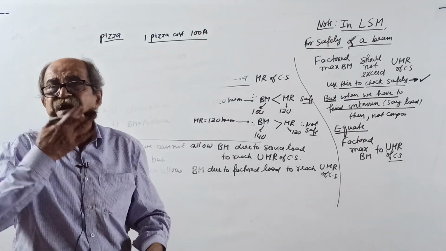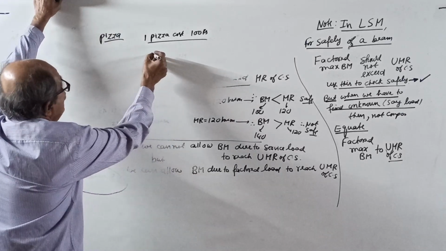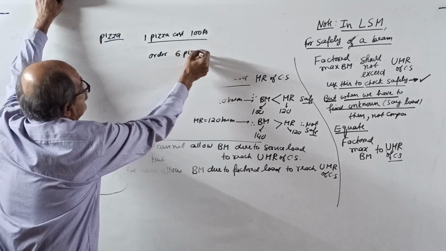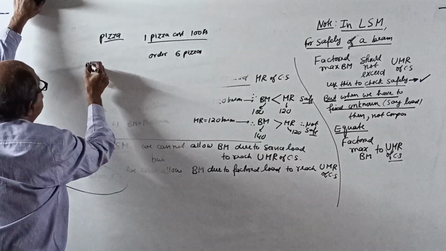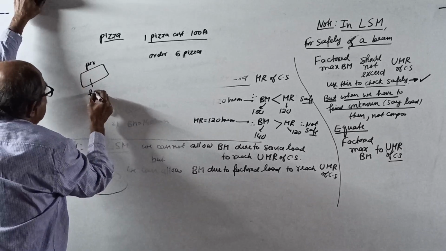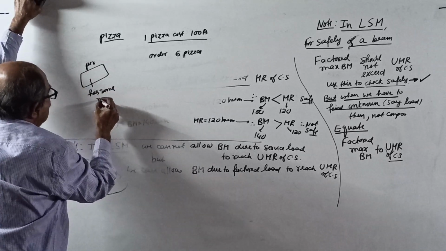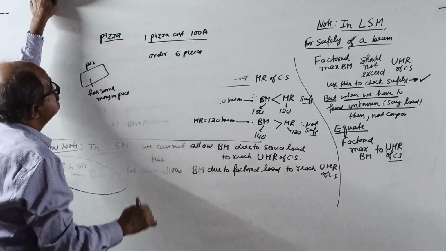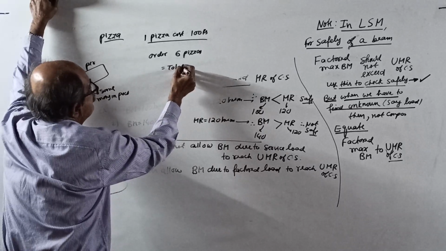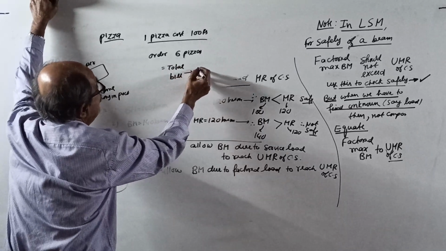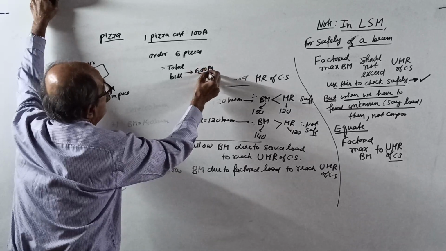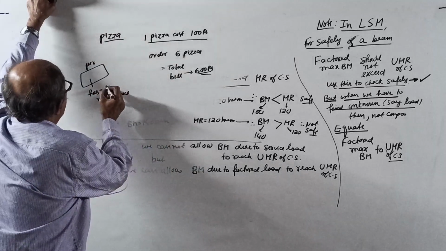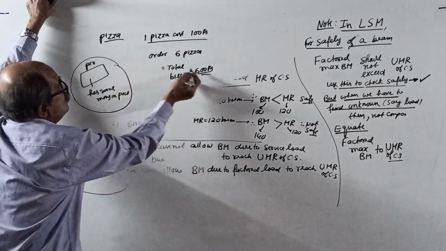Somebody is paying, you are eating. So he will order 6 pizzas. See, that person who is paying has some money in pocket. Okay, no credit card, cash payment. So here, total cost or bill will come 600 rupees. I don't have to calculate. Now, check the safety. How to check the safety? Compare the money in the pocket to total cost.